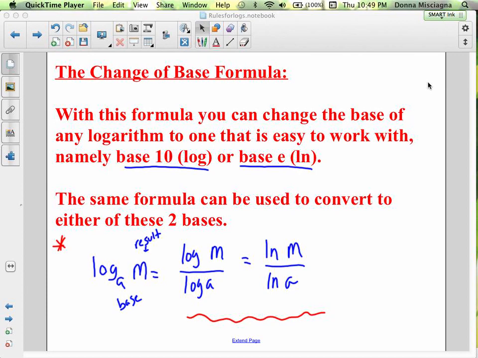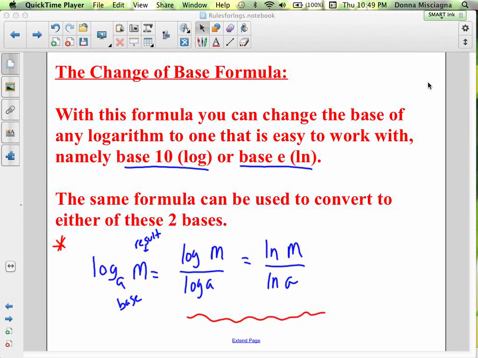And why is base 10 and base e easy to work with? Well, they're used so much. One's called the common log, the other's the natural log, and they're the ones in the calculator. Any scientific calculator's got log and natural log. So you don't need anything fancy. It's super easy to evaluate. And the change of base formula is really easy to use.